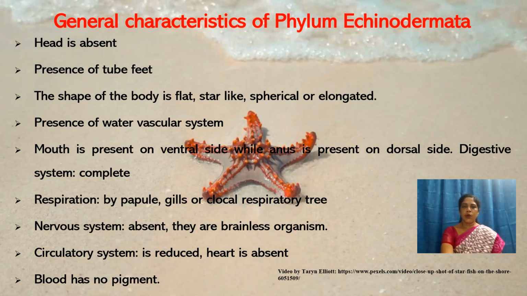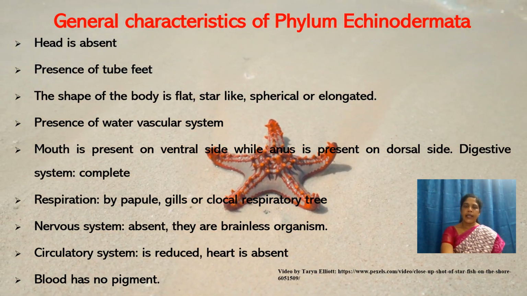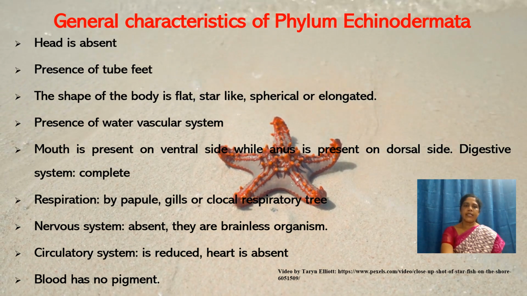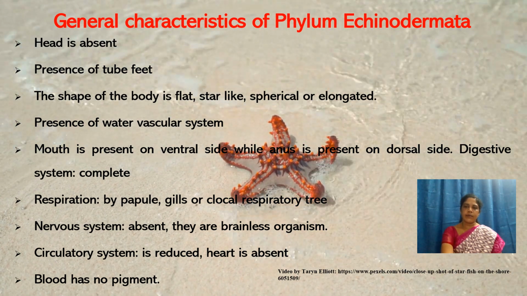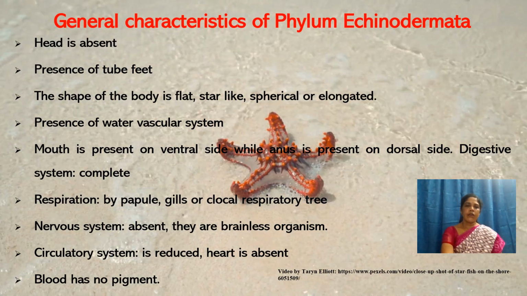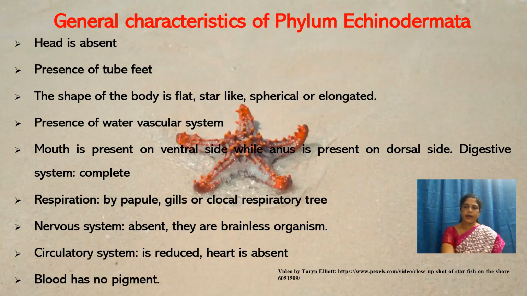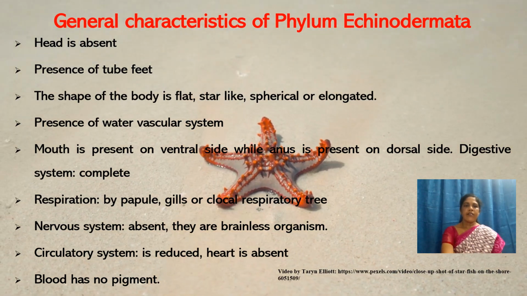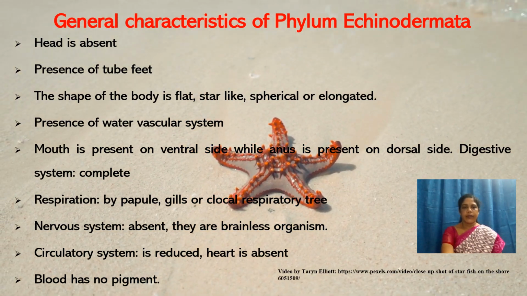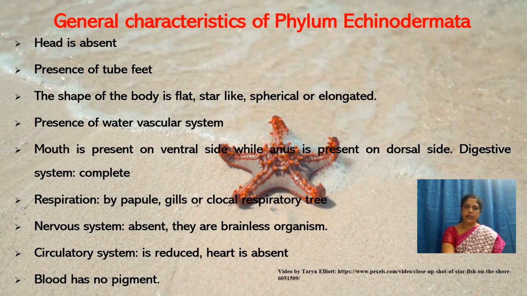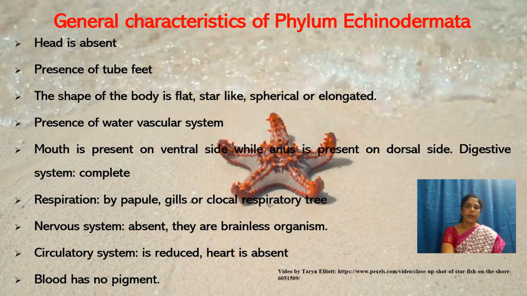Mouth is present on the ventral side, while anus is present on the dorsal side. Digestive system is complete in these organisms. Respiration occurs by papillae, gills, or cloacal respiratory tree. Nervous system is absent. Circulatory system is reduced, heart is absent, and blood has no pigment.